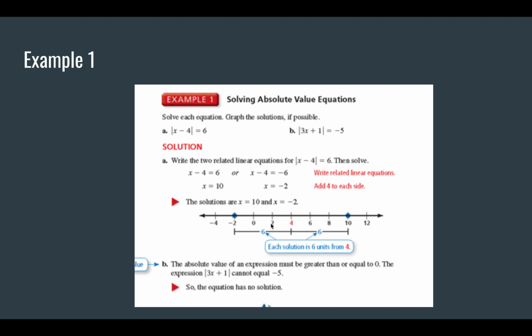So just graph it on a number line. And b says the absolute value of an expression must be greater than or equal to 0. The expression 3x plus 1 cannot equal negative 5. So the equation has no solution.